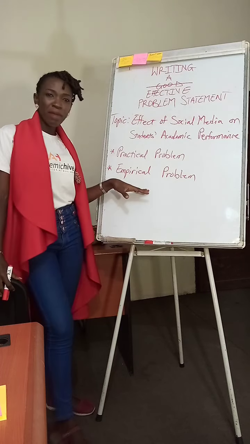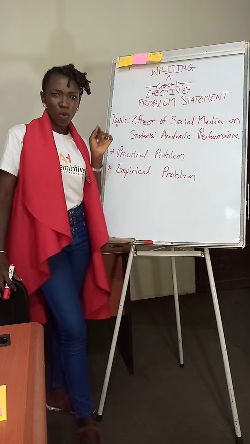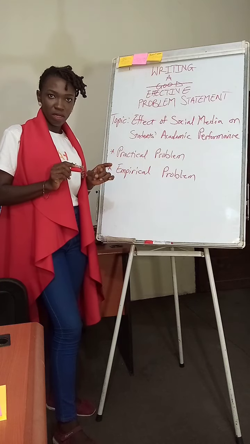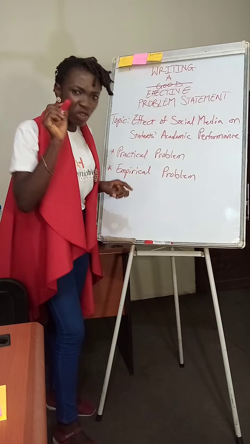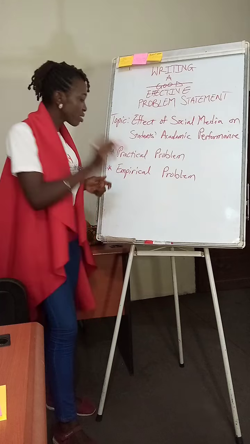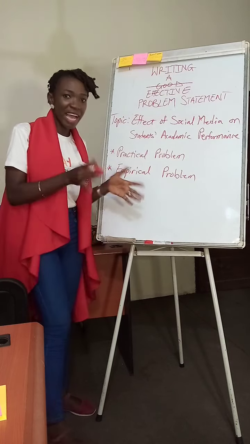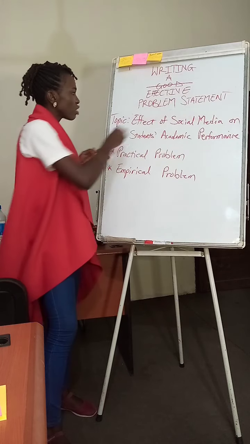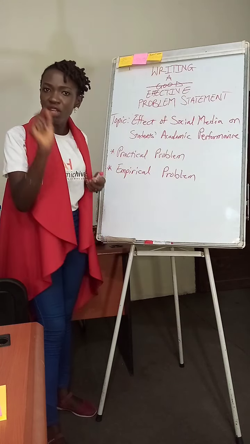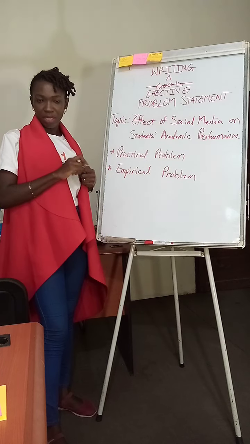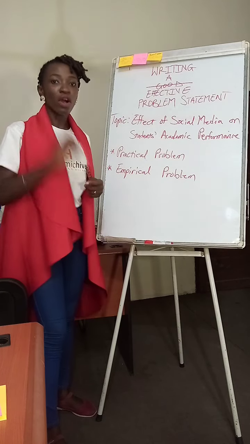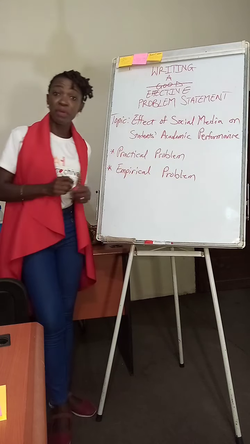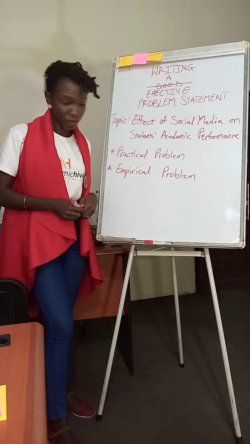But the empirical problem now sorts out what it is about what other scholars have done that you have noticed they haven't touched. What is it that they have done, and what is it that they have not done, which aspects of this topic have they not touched, that you would like to address with your research. That's what the empirical problem is about.